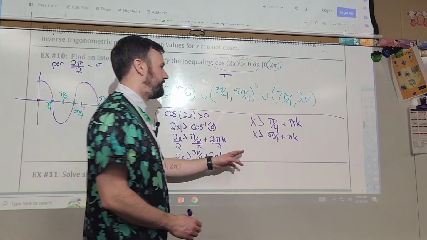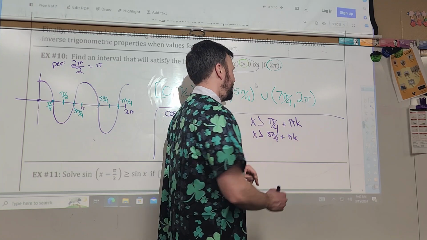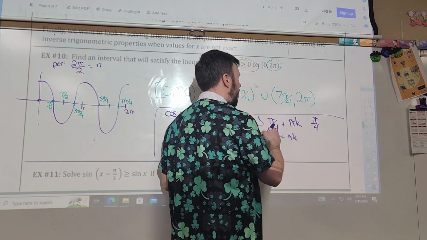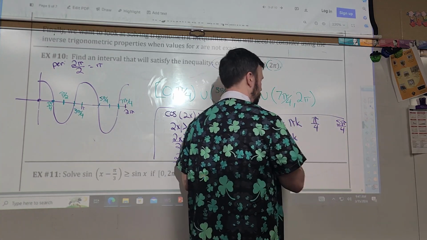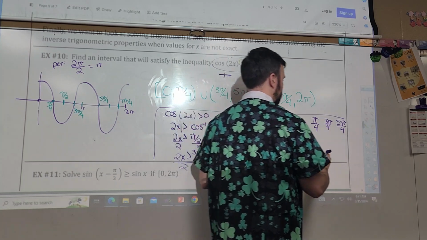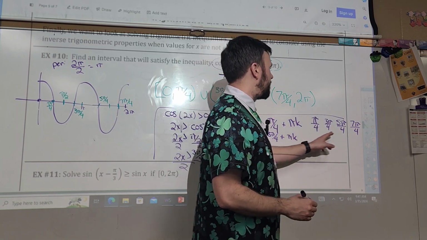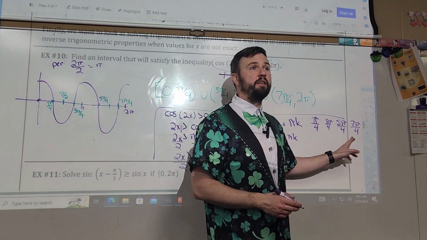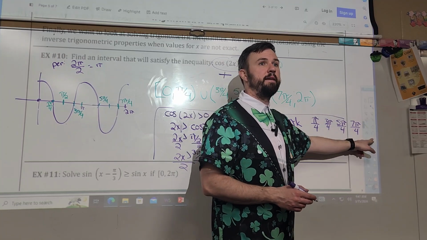So what we need to do is find all of these that exist between 0 and 2 pi. So we have pi over 4. If I add pi to pi over 4, what do I get? 5 pi over 4. We have 3 pi over 4. What happens when I add pi to 3 pi over 4? 7 pi over 4. Add another pi to this one, that'd be 9 pi over 4. Is 9 pi over 4 on that interval? No. So those are my 4 zeros, right?